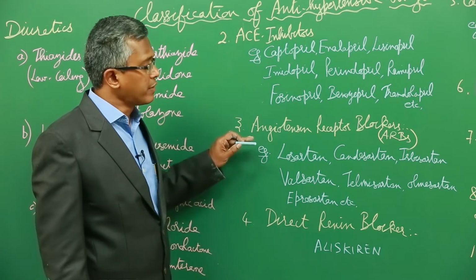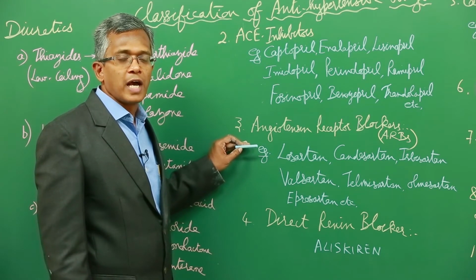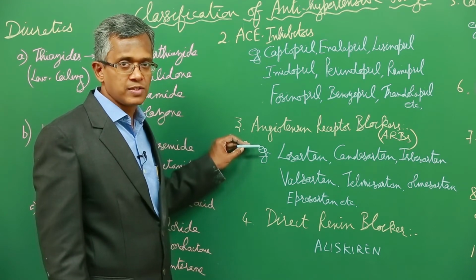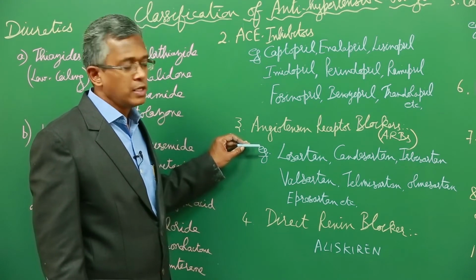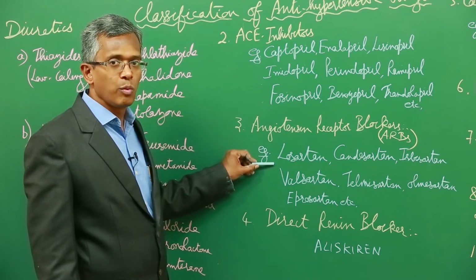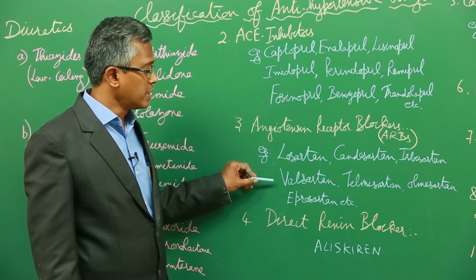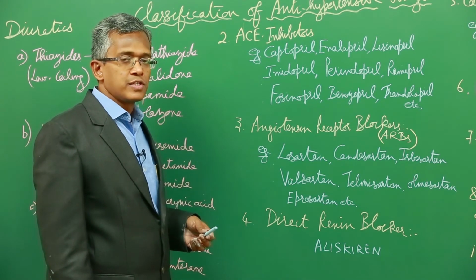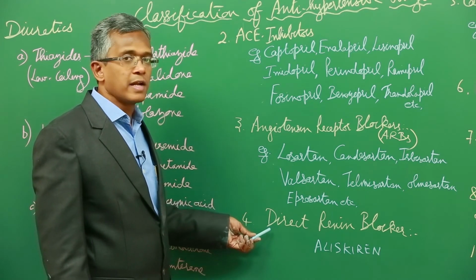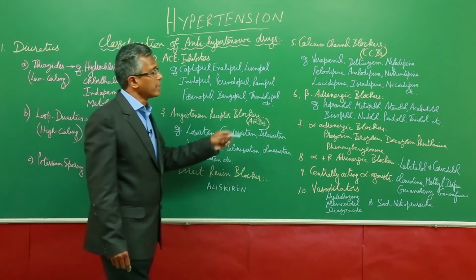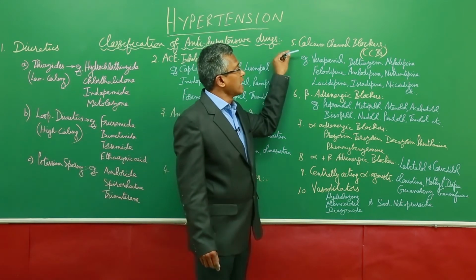The next category of drug are the angiotensin receptor blockers. They go and block the angiotensin receptors directly. For example, losartan, telmisartan, candesartan, valsartan, olmesartan, eprosartan, etc. There is another category of drug which directly blocks the renin secretion. Example, aliskiren.